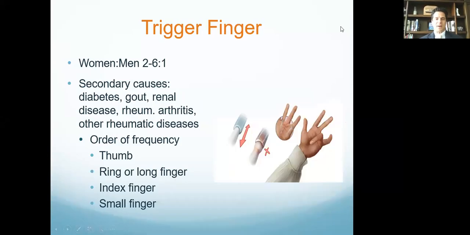A little bit of background on trigger finger: it's a little bit more common in women than men. There's not a direct link between things like diabetes or kidney disease or other rheumatologic illnesses, but we do see that folks who have some of those conditions tend to get this a little bit more frequently. The reported order of frequency in terms of which fingers are most commonly affected is the thumb, followed by the ring and long fingers, and then the index finger and the small finger. We certainly do see it in all the fingers.